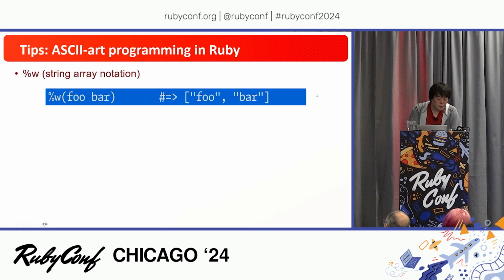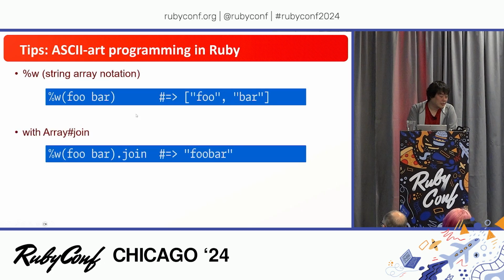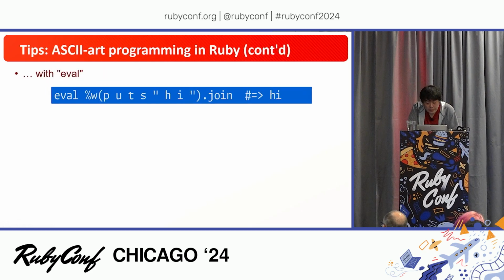So you may know where my cursor is. Okay, this is interpreted as this, so a two-string array. And you can strip this white space by using the array join method. So this returns this string. This is not so difficult, I think.